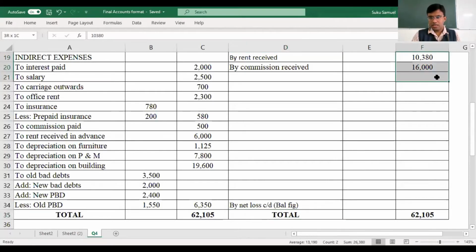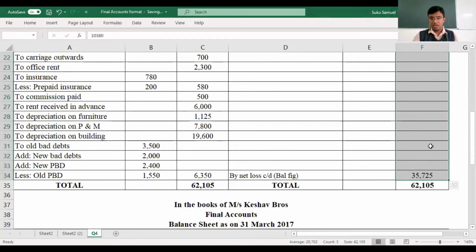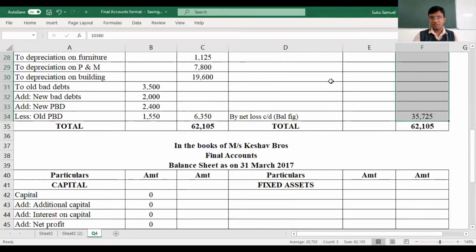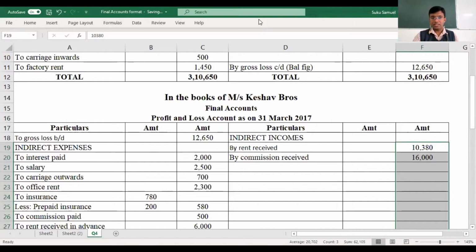Okay, it would be net loss. And let me just quickly calculate the balancing figure. The balancing figure works out to be 35,725. So with that, we have completed the preparation of the profit and loss account.